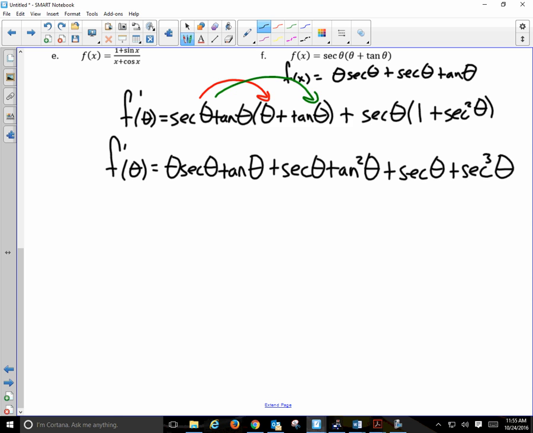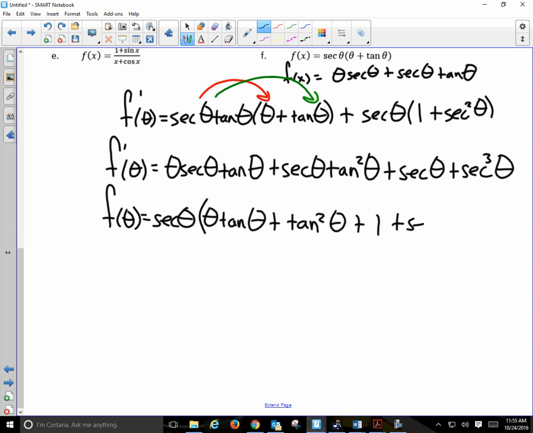Everything has what? A secant. So I'm going to try to take out a secant and see if maybe there's something left over that would cancel. If I take out a secant, I'm left with theta times tangent of theta plus tangent squared of theta plus 1 plus secant squared of theta. Oh, I see something. Tangent squared plus 1 is secant squared.